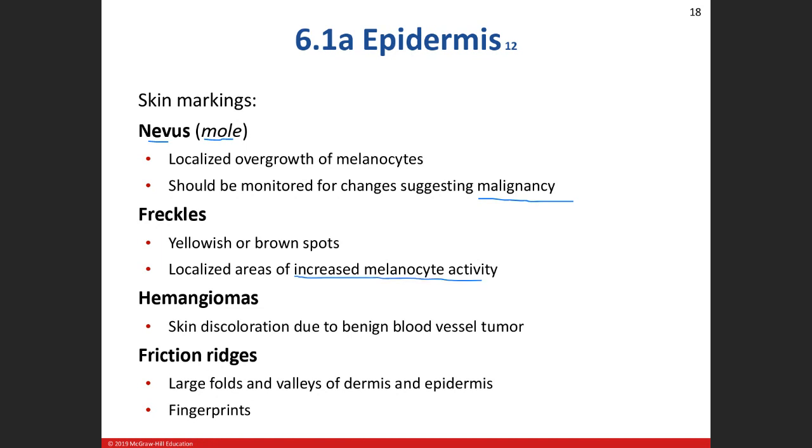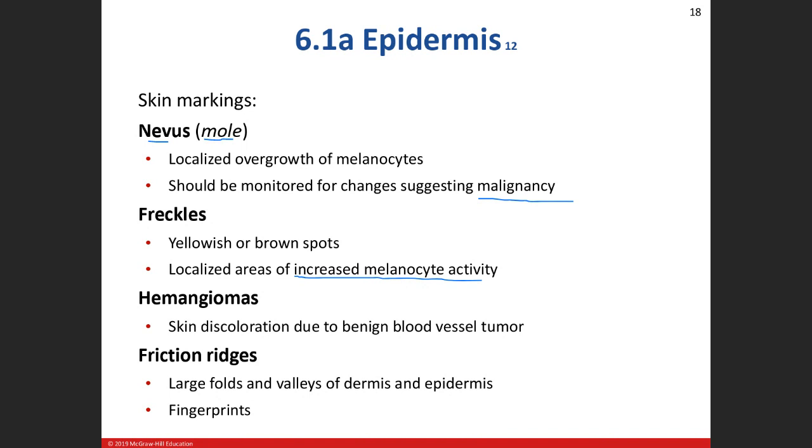Hemangiomas, we've seen these in babies. All right, a lot of times you can see them. Most of the times they'll resolve themselves. All right, and it's just a benign blood vessel tumor there. And if they persist and if they actually grow, then you can surgically remove those.